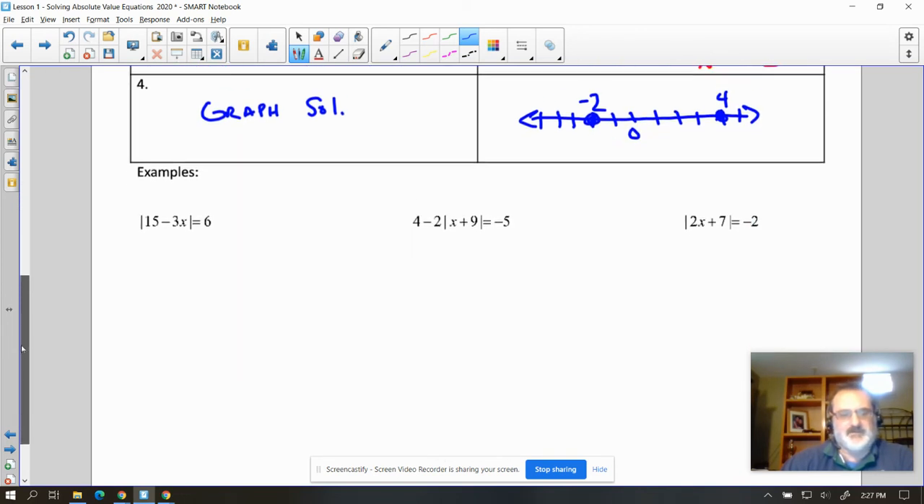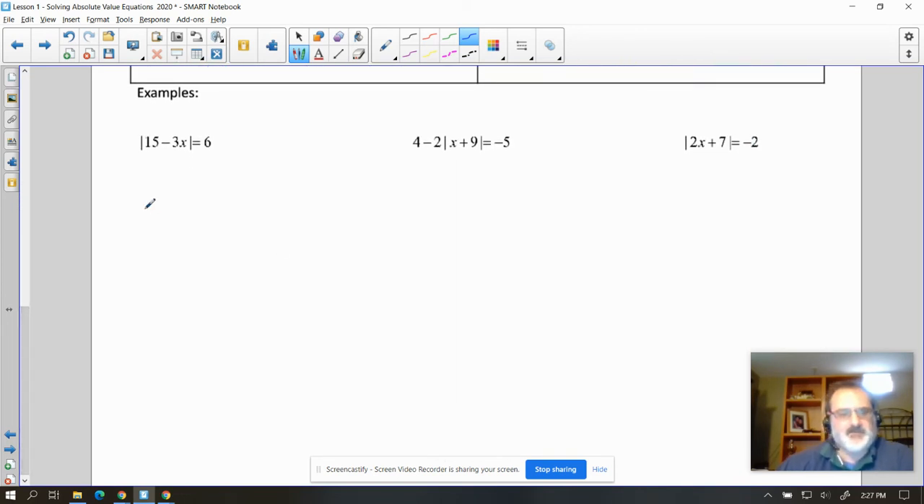All right, now we just have a couple more examples. In this example, step 1 is already done.